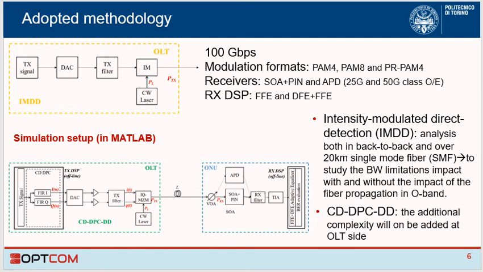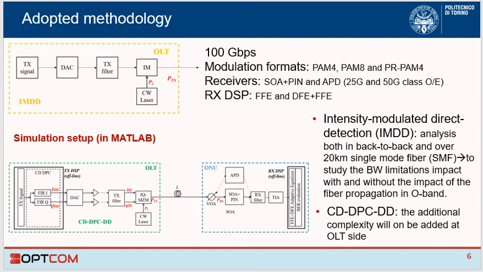Here are the simulation setups. We performed 100 gigabit per second with 3 modulation formats, PAM4, PAM8, and partial response PAM4, and also 2 types of receivers, SOA plus PIN and APD, with both 25G and 50G optoelectronics. In the receiver DSP, FFE and DFE plus FFE are used.